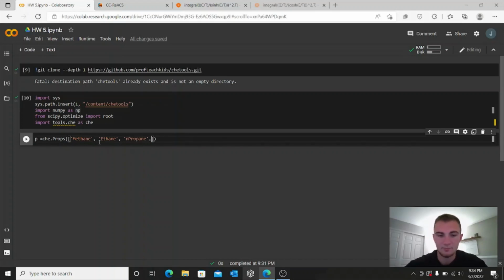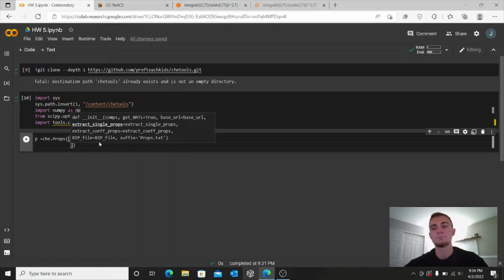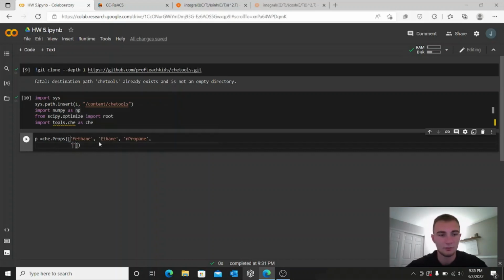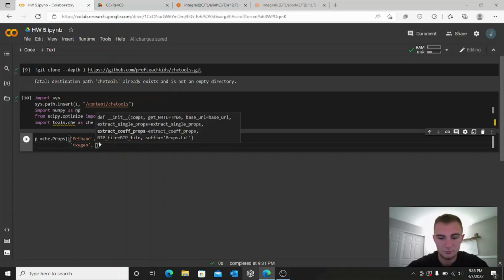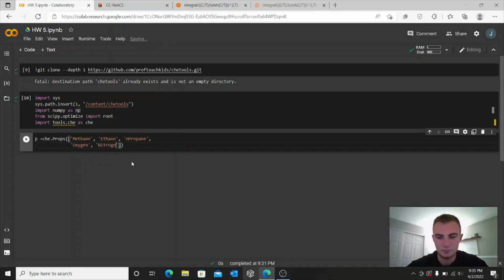And next we will have the mixture of our air, which is oxygen and nitrogen. So we'll add in oxygen here, oxygen, and nitrogen. You said capitals, yep, nitrogen.